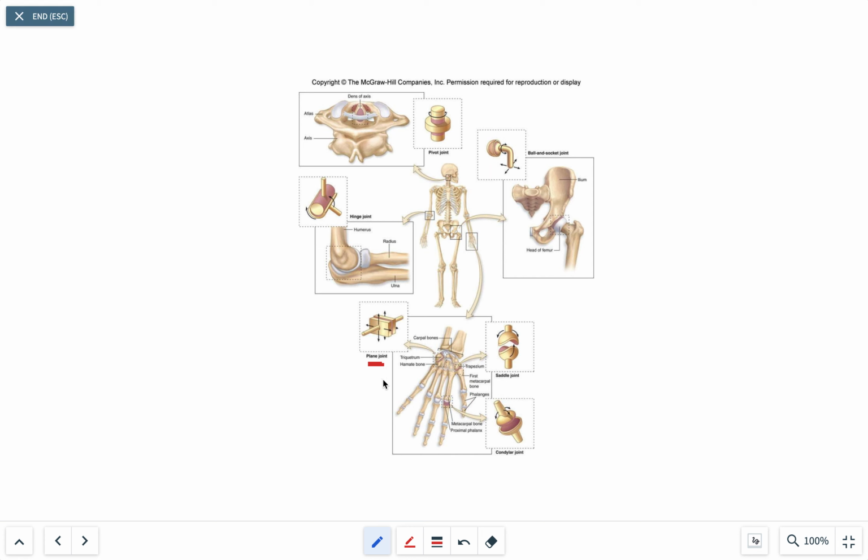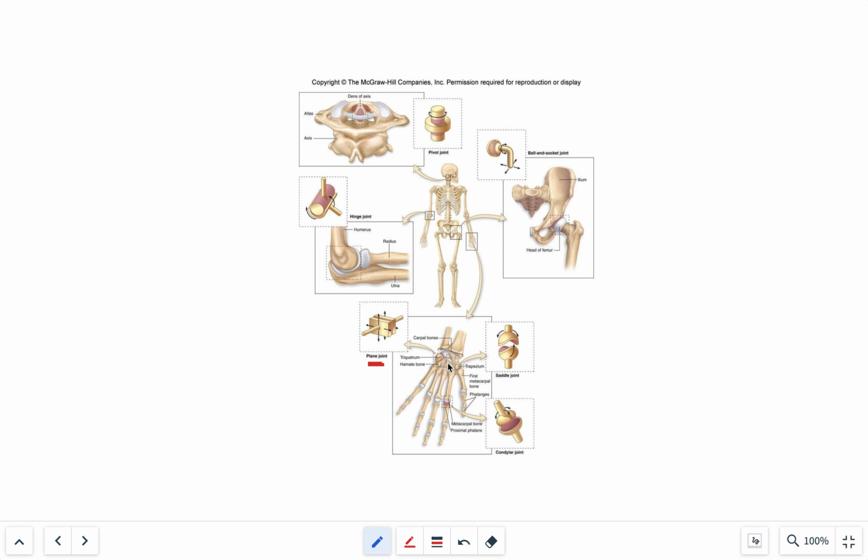When we're looking at the plane joints, we can see this in the different carpal bones that are located in the wrist. And these carpal bones are interconnected by a series of ligaments, but it gives us the ability to have an increased range of motion in the wrist joint.